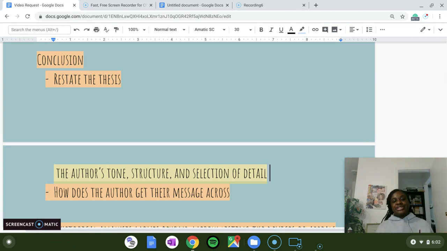We can actually end with a multitude of things. We can say it forces the reader to really understand the contrast of what's happening. The author includes such vivid tone, structure, and selection of detail so that the contrast can be seen and known as such an important aspect of the story. And I'll actually read you a conclusion.